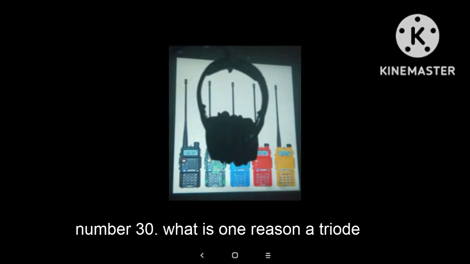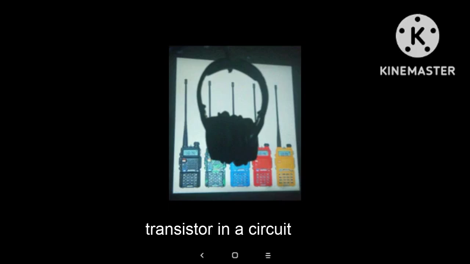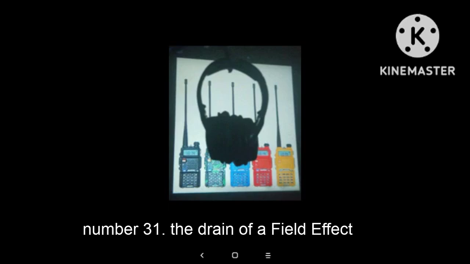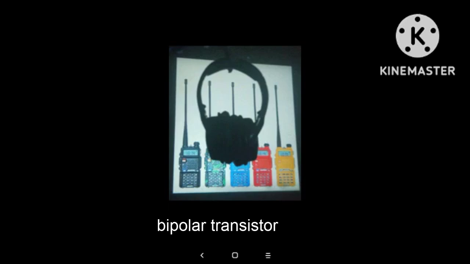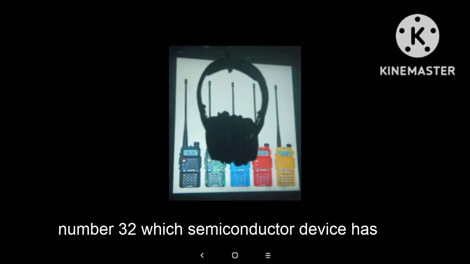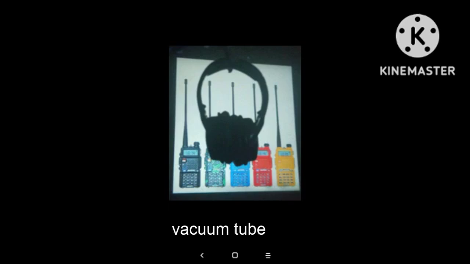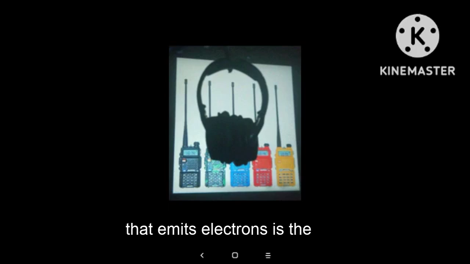Number 30. What is one reason a triode vacuum tube might be used instead of a transistor in a circuit? It may be able to handle higher power. Number 31. The drain of a field effect transistor corresponds to the blank of a bipolar transistor. Collector. Number 32. Which semiconductor device has characteristics most similar to a triode vacuum tube? Field effect transistor. Number 33. In a vacuum tube, the electrode that emits electrons is the cathode.